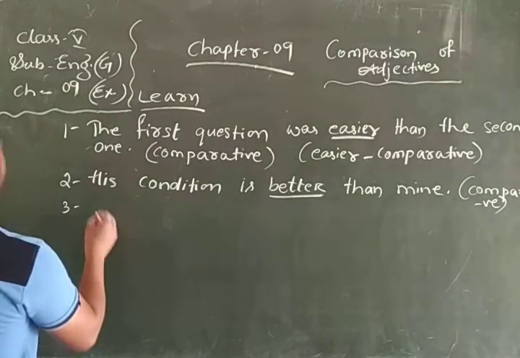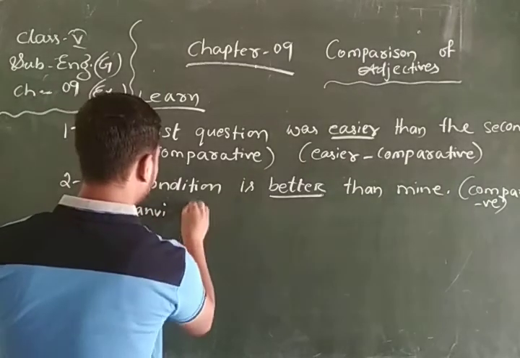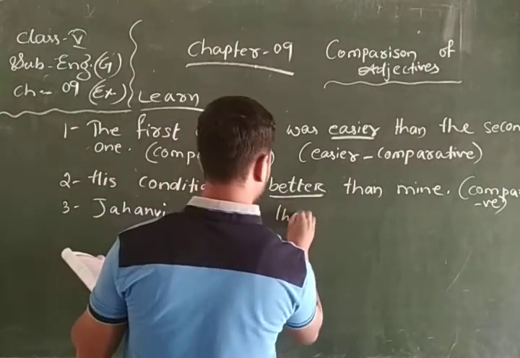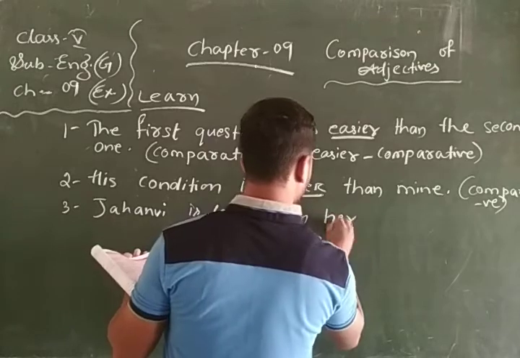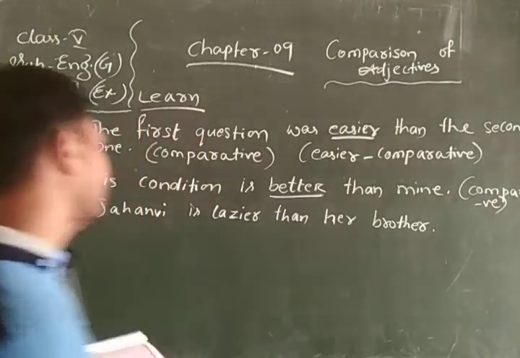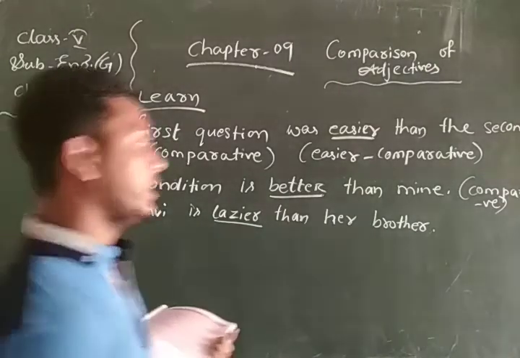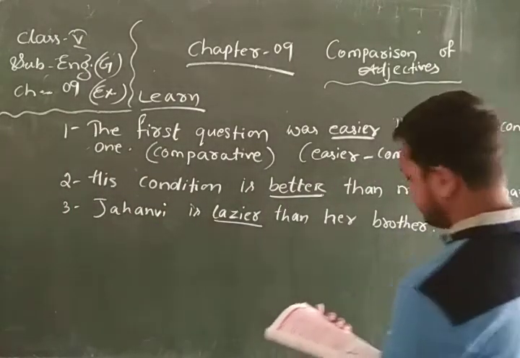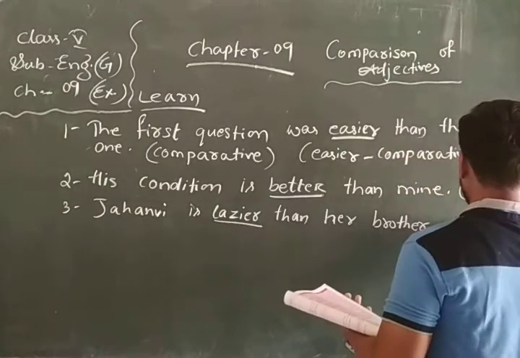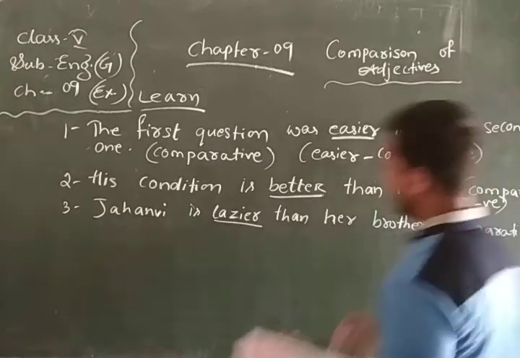Then see number 3, Janvi is lazier than her brother. Here lazier is the modifier, and it is the same comparative form.